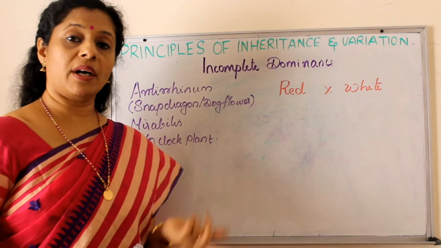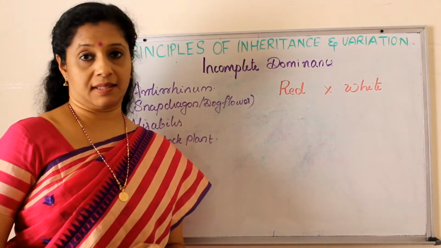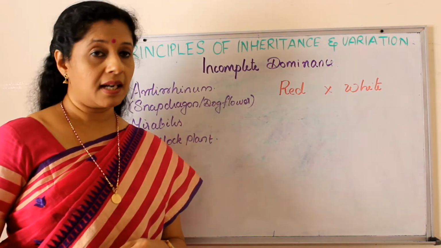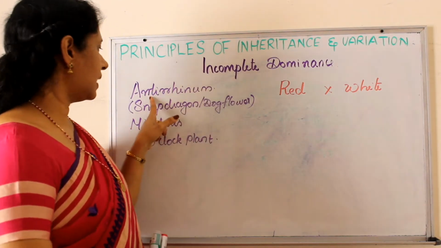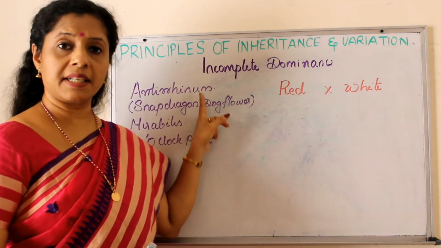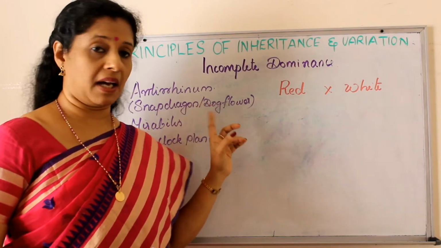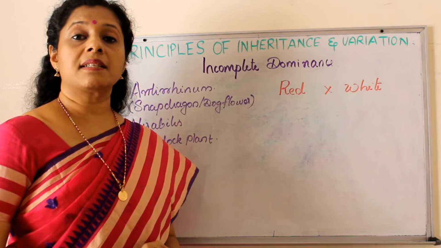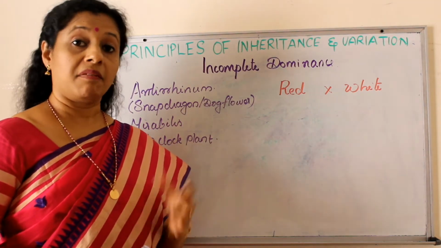In Mendel's theories or monohybrid cross, we found one character is completely dominant over the other. There was no intermediate character or blending of characters, right? But later, after Mendel's time, Antirrhinum or snapdragon was chosen. Antirrhinum is otherwise called snapdragon or dogflower. All these are different names of the same plant. Or Mirabilis, the 4 o'clock plant. These plants showed a different type of inheritance pattern in flower color.